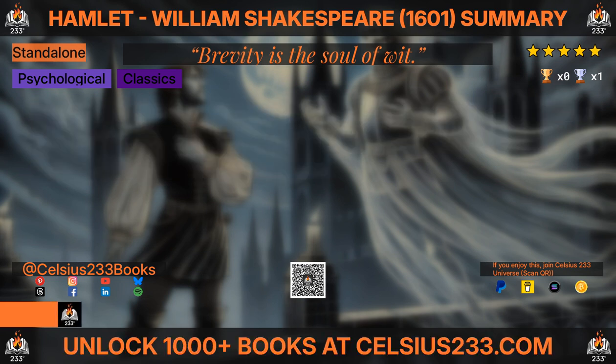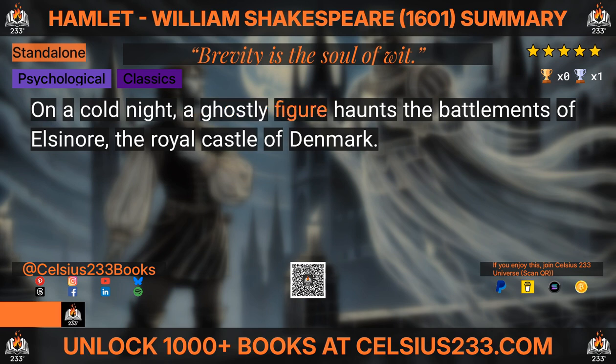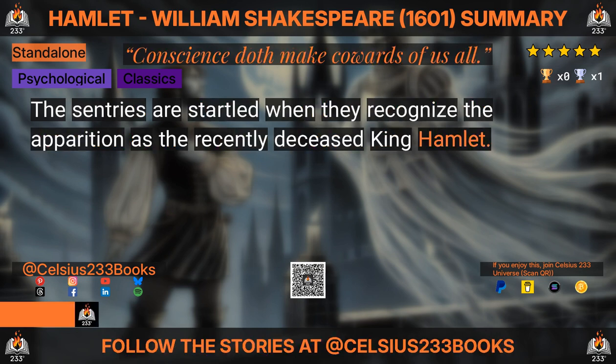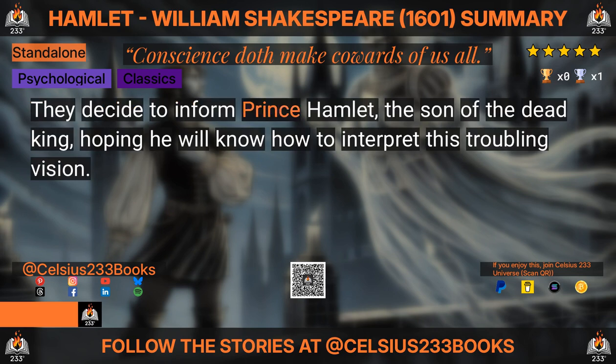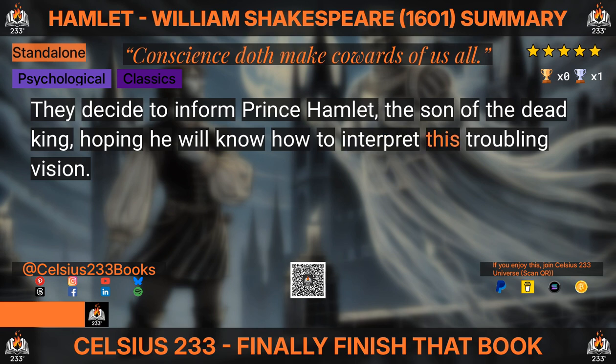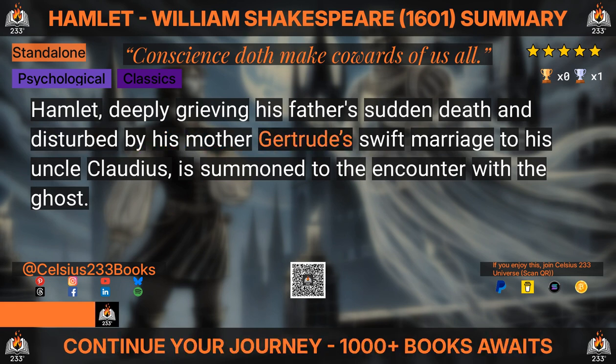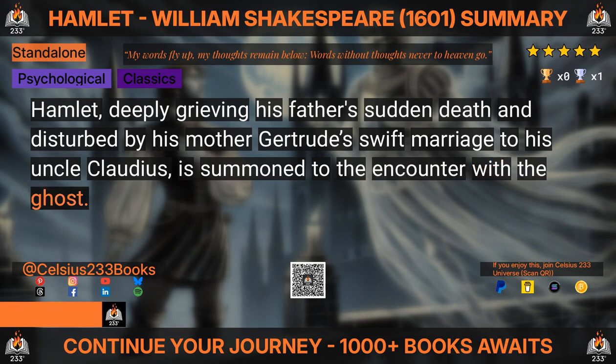Plot summary. On a cold night, a ghostly figure haunts the battlements of Elsinore, the royal castle of Denmark. The sentries are startled when they recognize the apparition as the recently deceased King Hamlet. They decide to inform Prince Hamlet, the son of the dead king, hoping he will know how to interpret this troubling vision. Hamlet, deeply grieving his father's sudden death and disturbed by his mother Gertrude's swift marriage to his uncle Claudius, is summoned to the encounter with the ghost.